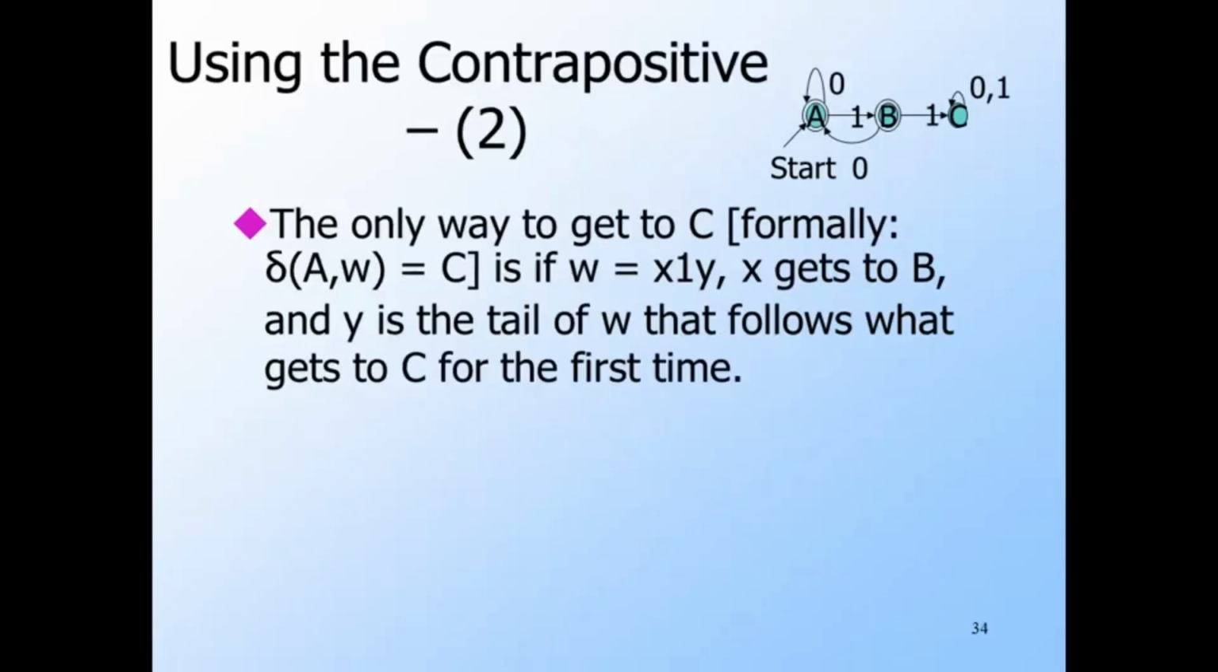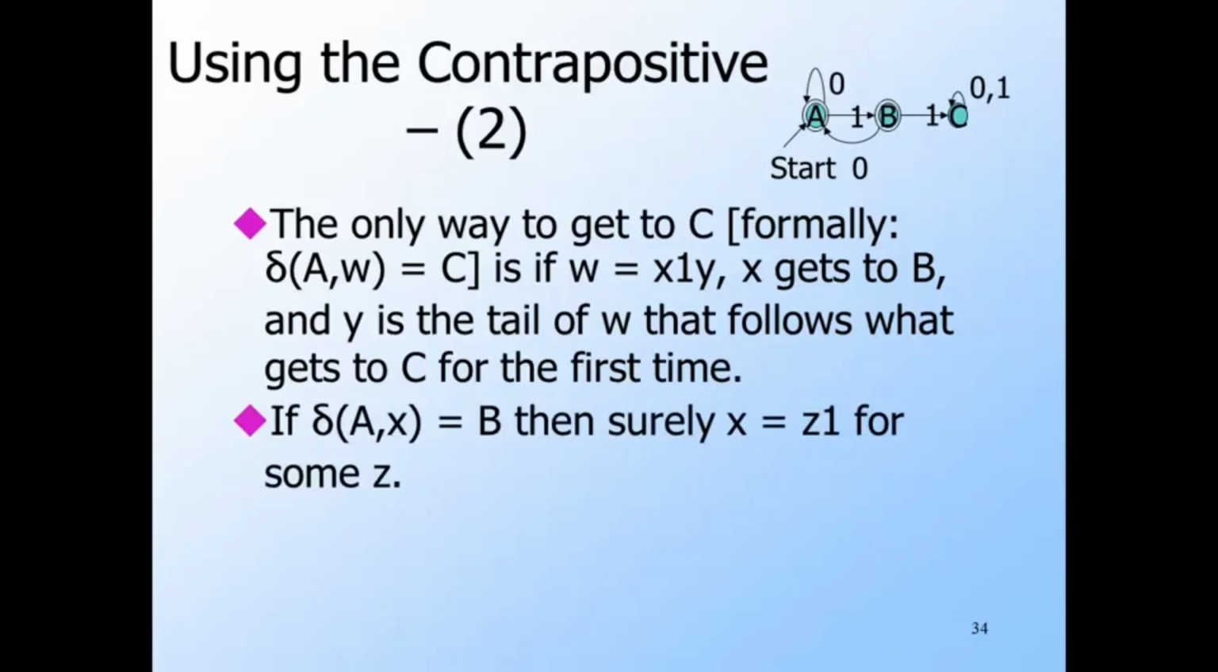Notice that the only way to get the automaton to C is for some string X to get it to B, and then for an input 1 to follow. Once in C, you stay in C, so anything can follow the X in 1. We'll call that Y. That is, any string W that gets the automaton to state C must be of the form X1Y, where X gets to B. We already observed that the only way to get to B is by a string that ends in 1, since the only transition into B is on 1. Thus X must be of the form Z1 for some Z. Thus W is really Z11Y, and we can conclude that if delta of A and W is C, then W is bad. That is, it contains 2 consecutive ones.